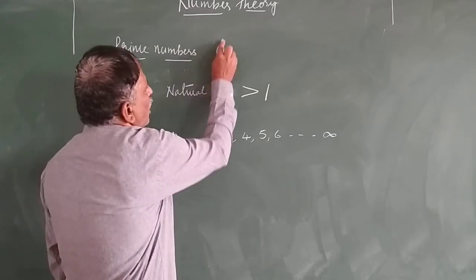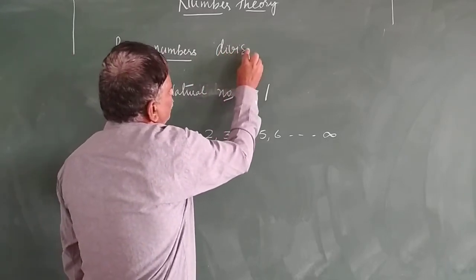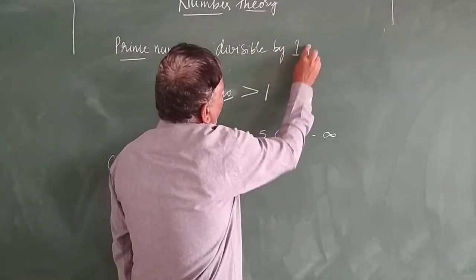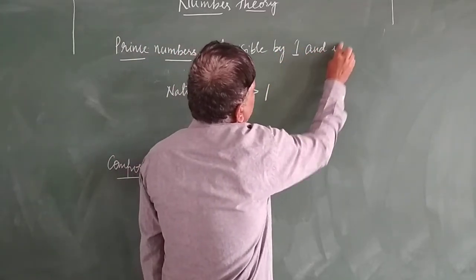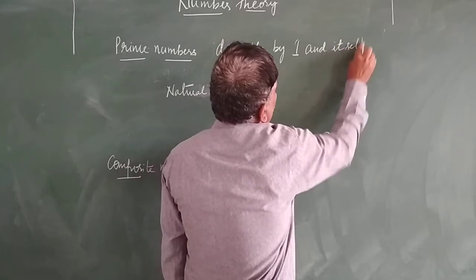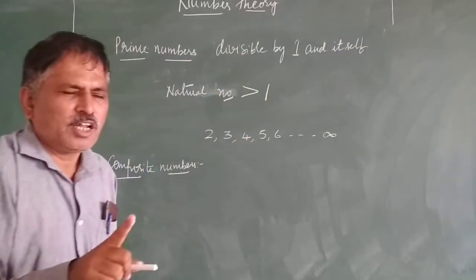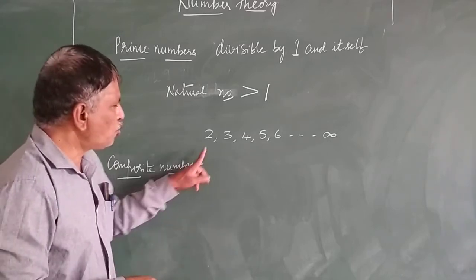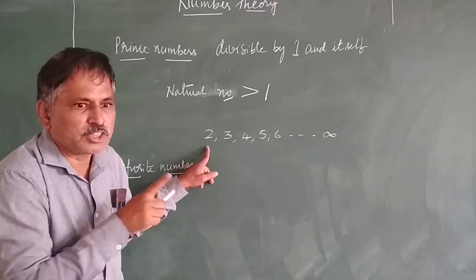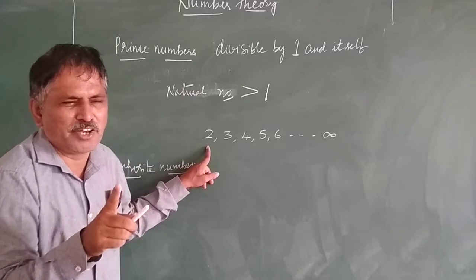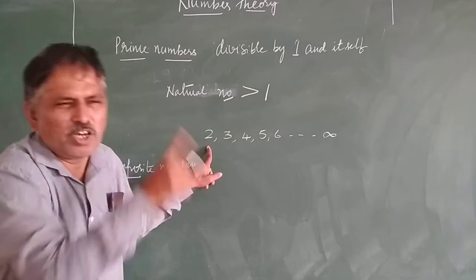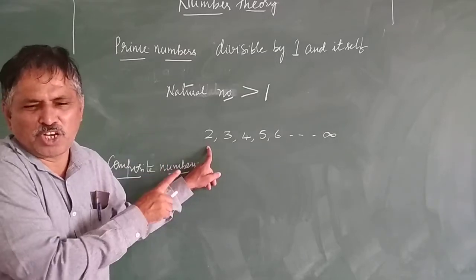Numbers which are divisible by 1 and itself. It should be divided with 1, it should be divided with itself. For example, 2 is the first prime number. Keep this in the mind. 2 is the first prime number and 2 is the only even prime number.